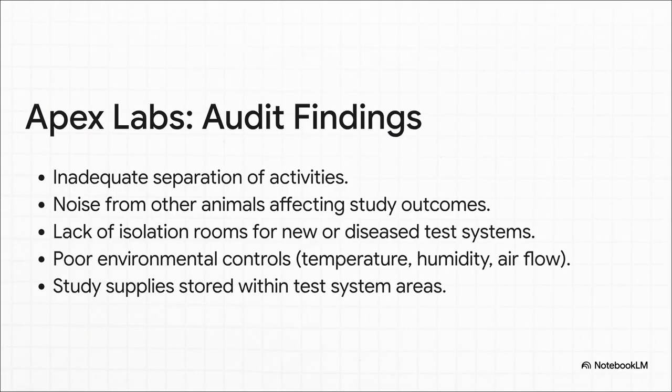So when the auditors went into Apex Labs, they found some major problems. Different studies were basically bleeding into each other. Animals were stressed out by noise, which can skew results. And get this, there was no proper isolation for new or sick animals. On top of all that, the environmental controls were a mess, and supplies were stored right where they could contaminate everything. It was a recipe for disaster.